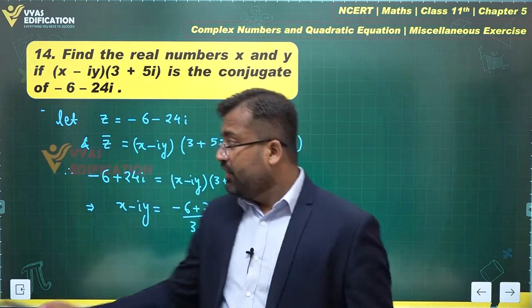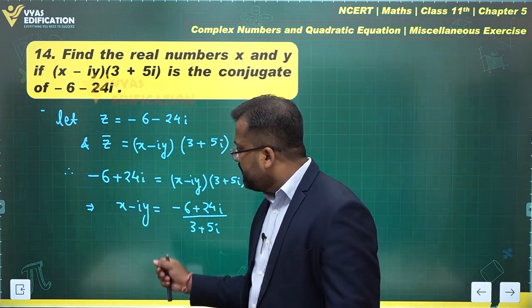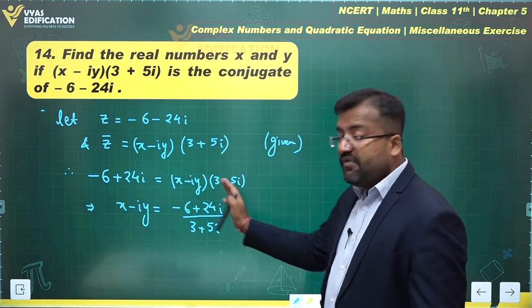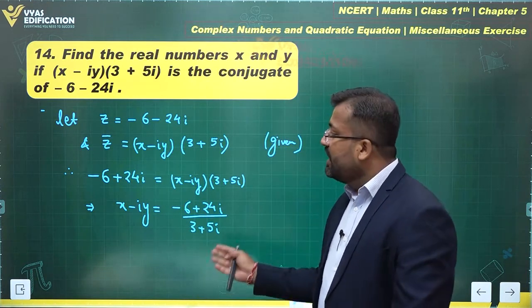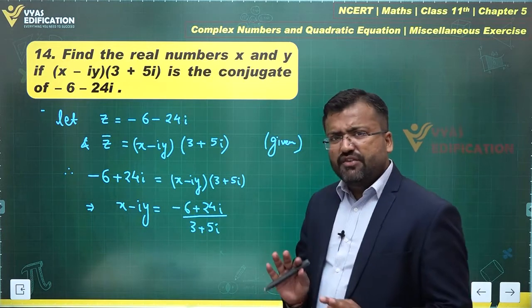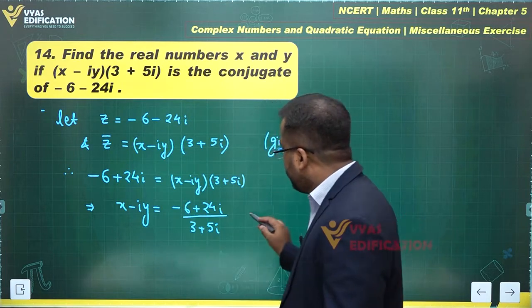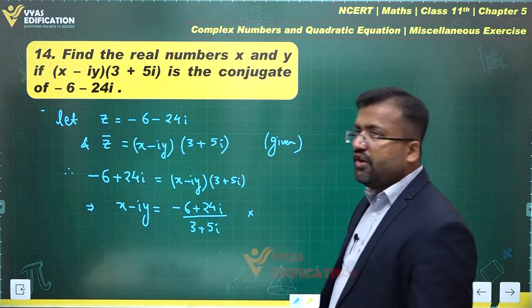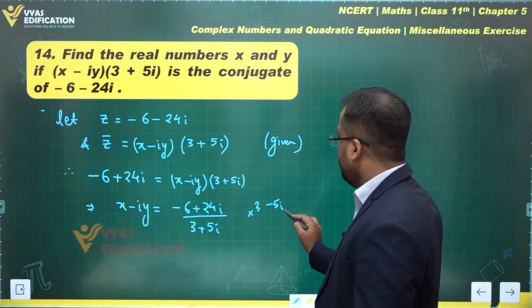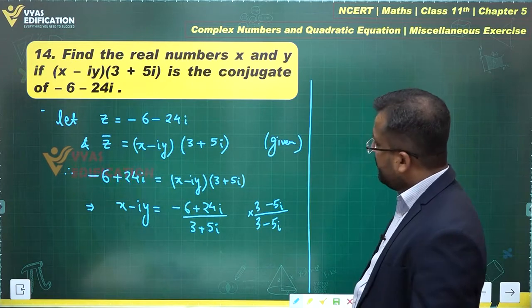Now the complex number on the LHS has real part x and imaginary part minus y, and on simplifying this into the form a plus ib, we will get the values of x and y very easily. So the next task is simplifying this expression. And how do we do that? We'll have to multiply with the complex conjugate of the denominator, 3 minus 5i, in the numerator and in the denominator as well. Let's multiply this.